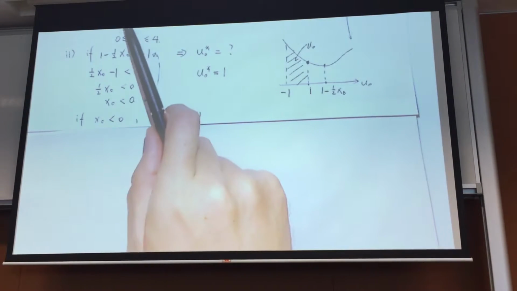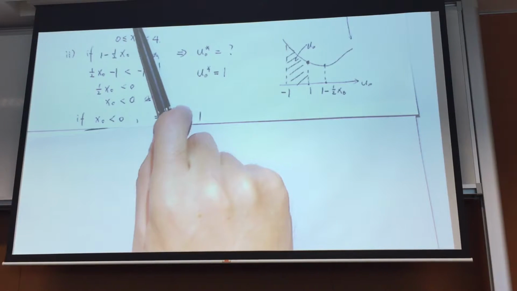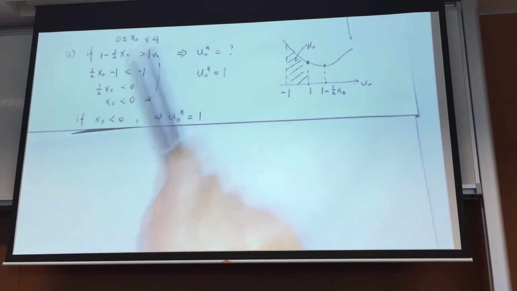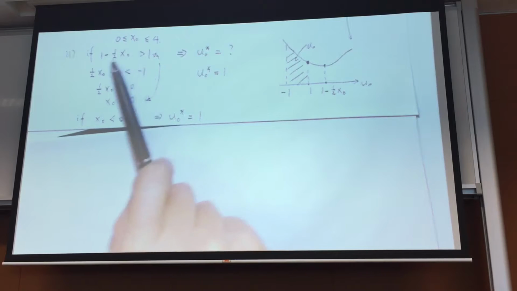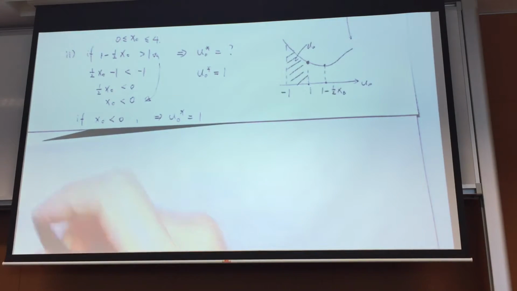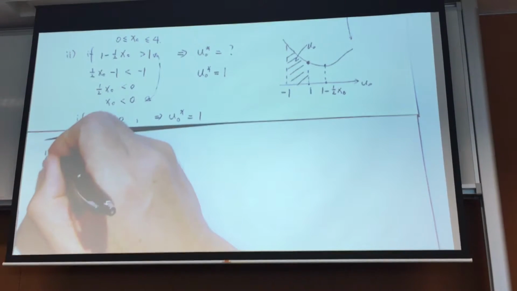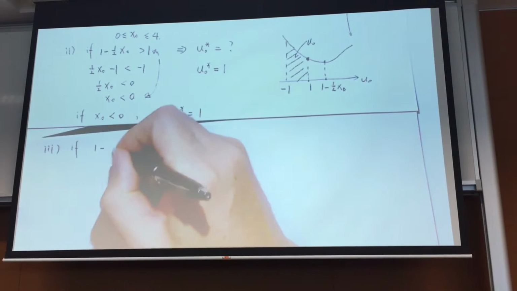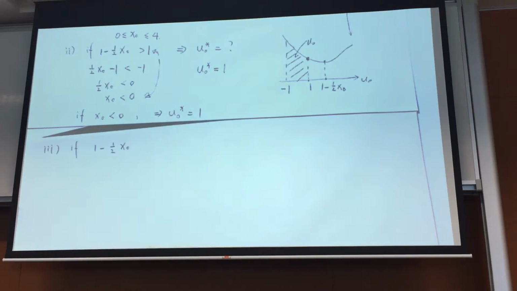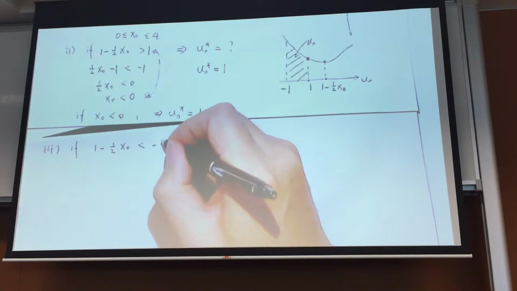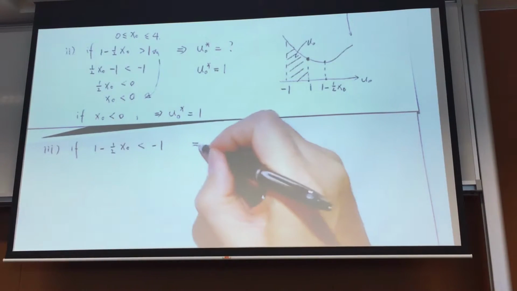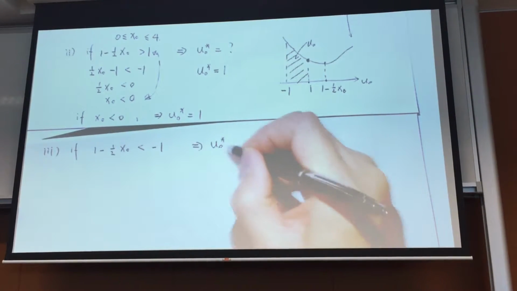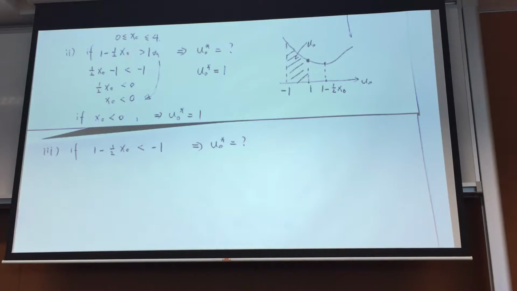So we have discussed the optimizing point in between -1 and 1, and the case where the point is greater than 1. The third situation will be if 1 minus a half x0 is smaller than -1. In this case, what is the u0 star?